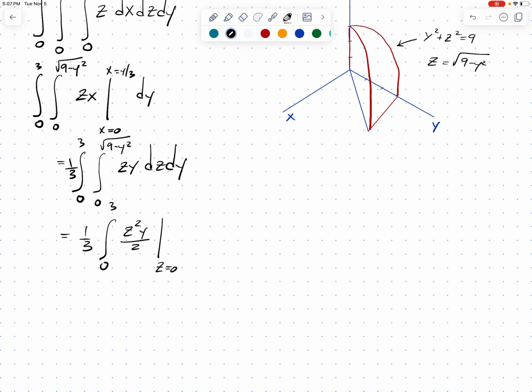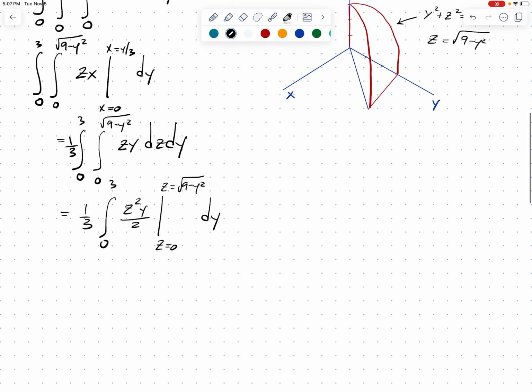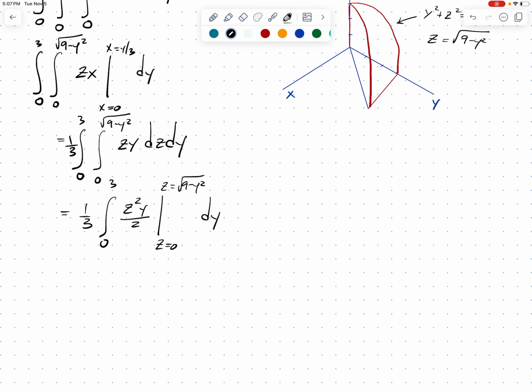You're going to plug in z equals 0, z equals square root of 9 minus y squared. You've got a dy left out here. And now you're going to, let's go ahead and pop the 2 out. So we're going to have a 6th, 0 to 3, square root, plugging that in, and I just get 9 minus y squared times y. Plug in 0, you 0 it out.